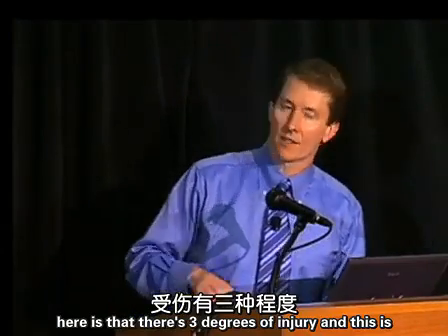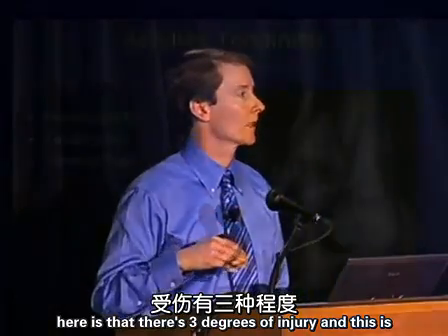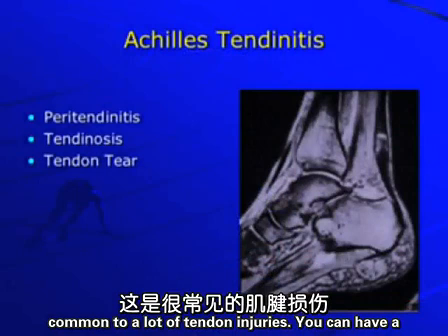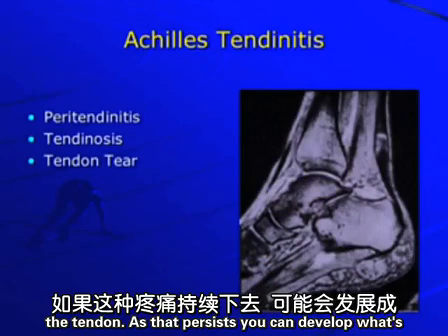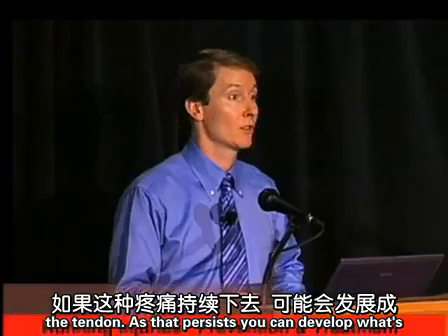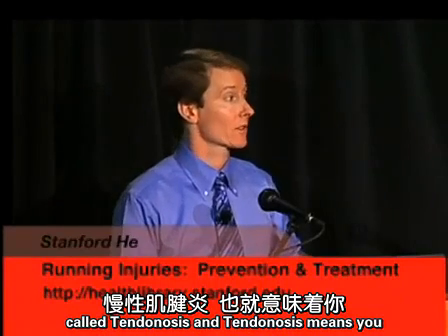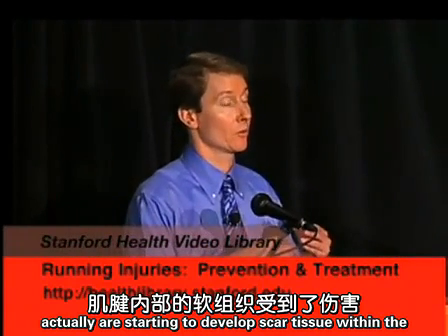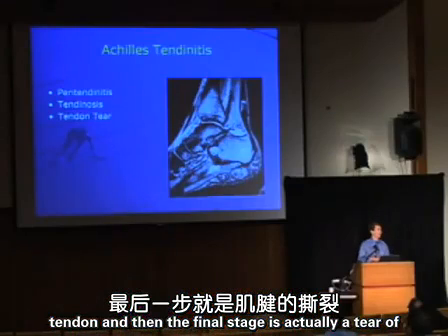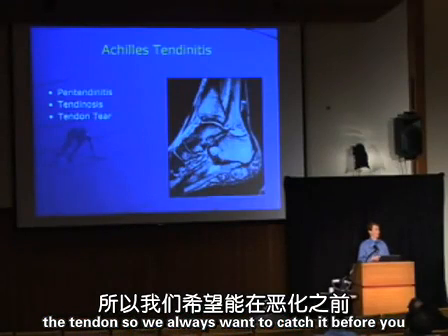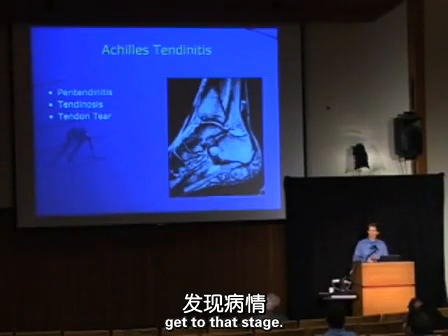What I want to point out here is that there's 3 degrees of injury. And this is common to a lot of tendon injuries. But you can have a tendinitis, which is sort of inflammation around the tendon. As that persists, you can develop what's called tendinosis. And tendinosis means you actually are starting to develop scar tissue within the tendon. And then the final stage is actually a tear of the tendon. So we always want to catch you before you get to that stage.